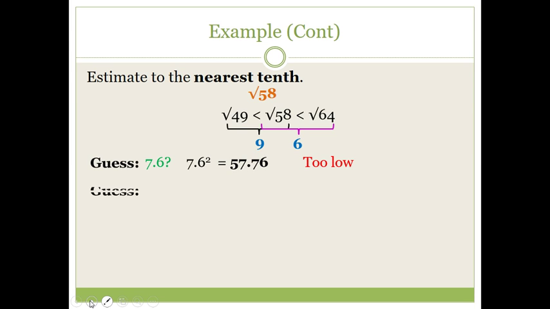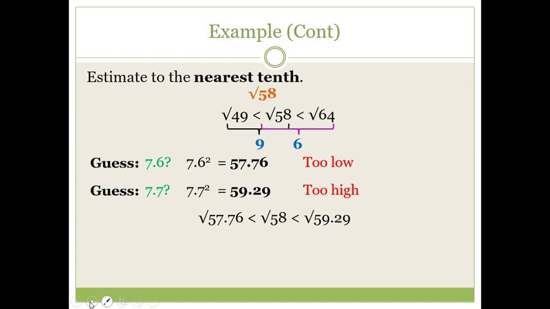So I'll guess a little bit higher. How about 7.7 then? I'm going to take 7.7 and square it. When I do that, I get 59.29, because that's a little too high. Remember, we want it to be 58. Now, since we're rounding to the nearest tenth, our job is to find out which number is closer to 58. Is it 57.76 or is it 59.29?